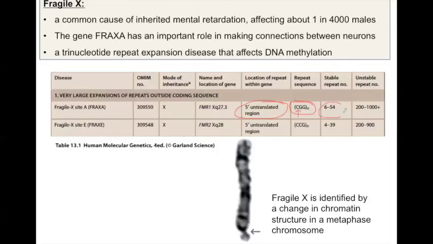In the population, it is highly polymorphic. Anywhere between 6 and 54 alleles is normal. However, the unstable repeat number can be anywhere between 200 and 1,000 repeats. So it's a huge expansion. The expansion of this triplet repeat causes the structure of DNA to change such that it can be easily identified under a light microscope that we see here. So, very, very large number of repeats. Compare and contrast this to Huntington's disease, where we saw a much lower number of repeats associated with the disease state.